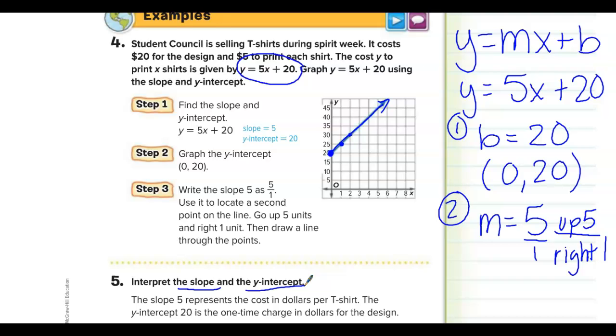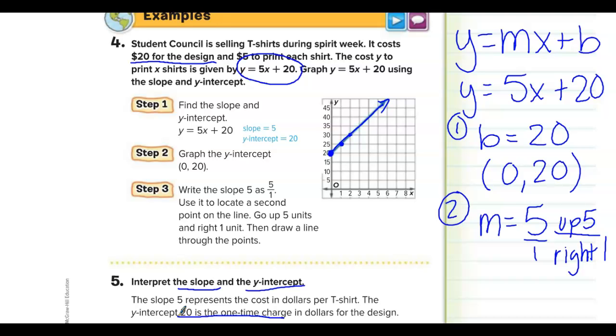What is my y-intercept, Sahara? 20. So up in the story problem, what does it say about 20? 20 is the what? Okay, so if 20 is the cost for the design, that means if I buy 0 t-shirts, because that's what x is, I still have to pay an initial fee of $20 for the design. So that's what that means. It's a one-time charge.